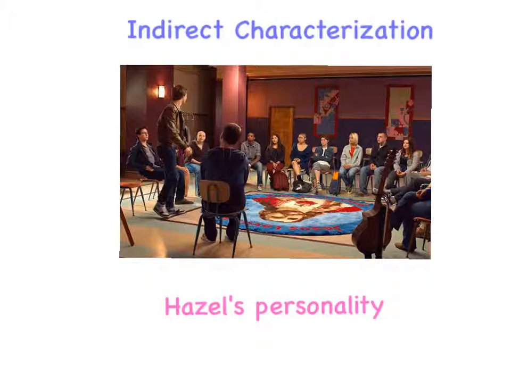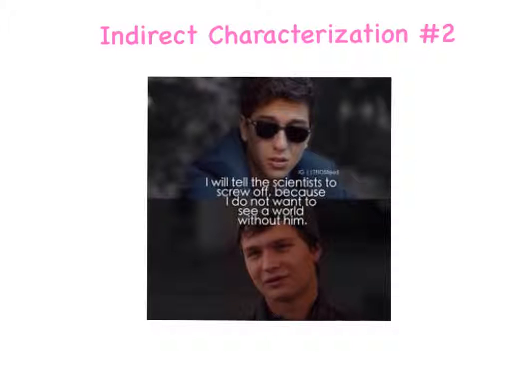That shows that Hazel is stubborn because she doesn't want to go to support group and she tries to get out of it. This is also shown in Gus's heroic personality.